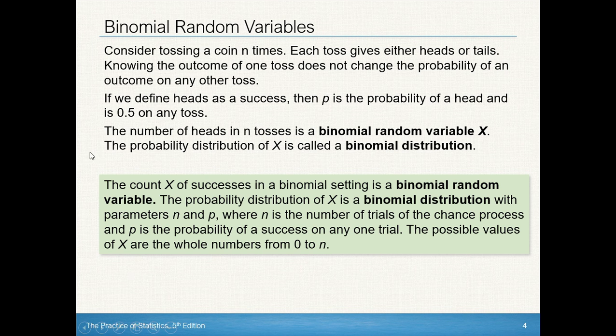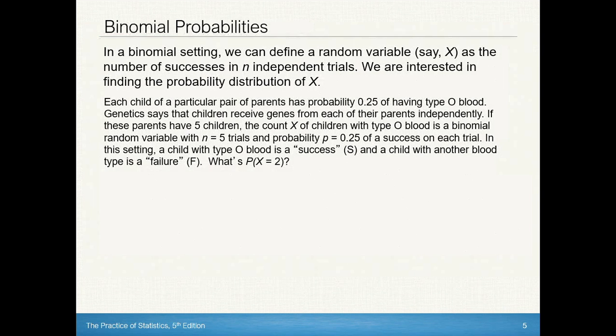So this is a head tossing or coin tossing example. Heads is a success. The probability of getting heads is 0.5 each time we do it, and that's called a binomial random variable when X is the number of times I flip heads. The distribution of that will be called a binomial distribution. You can see here that we look at two parameters, N and P, N being the number of times I try, P being the probability of success. So in a binomial setting, we'll define X as the number of successes.